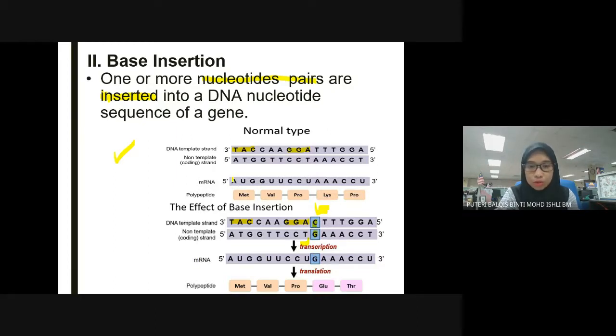So it was supposed to be AUG, AUG, and then GUU, CCU, CCU. And then we're supposed to have AAA. But what happened is once this C is inserted, it will produce G. Okay, dia akan produce G sebagai dia punya mRNA. So dia akan baca, instead of dia baca AAA, dia akan baca GAA.